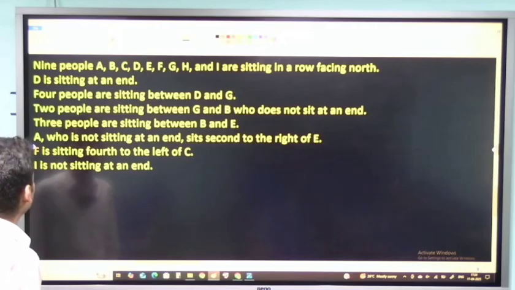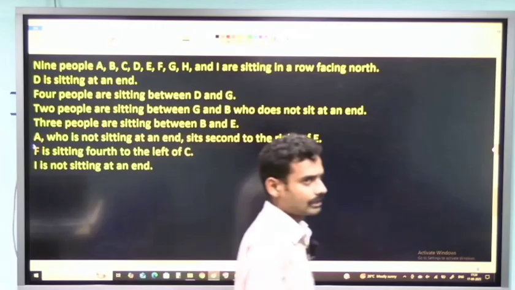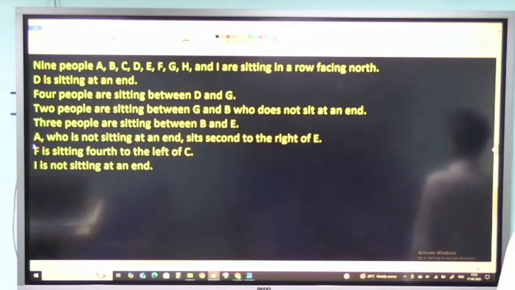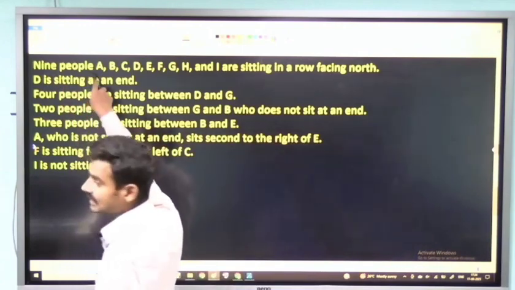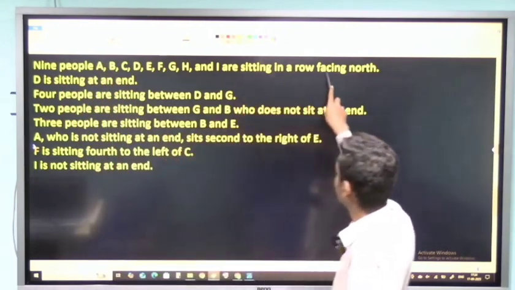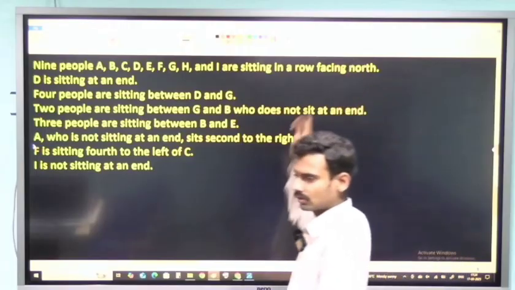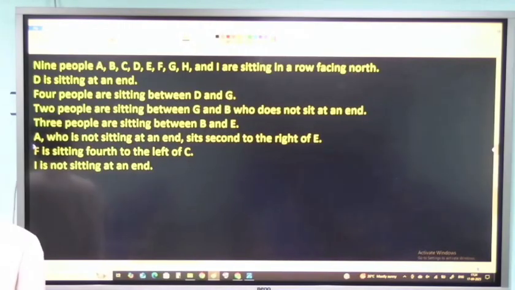F is sitting fourth to the left of C. I is not sitting at the end. So these are all the information given to me. Now the first step, as I said, is creating the base. Creating the base means I need to create places for 9 people, all sitting in a row and all of them facing north. This is the first condition. So let me consider that.